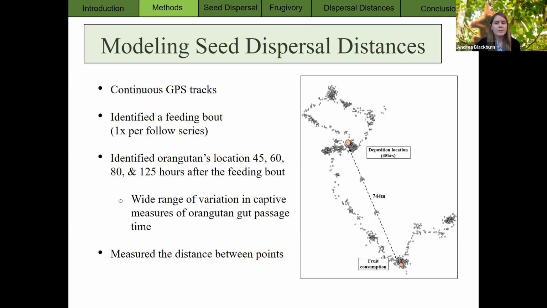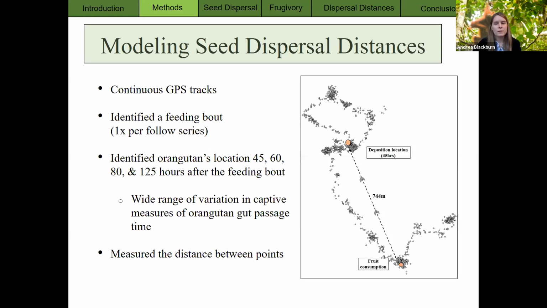We modeled orangutan seed dispersal distances using GPS tracks. Based on our feeding data and seed dispersal data, we identified a feeding bout in which the focal orangutan was likely swallowing seeds. We only used one feeding bout per follow series to ensure independence of sampling. We then identified the orangutan's location 45, 60, 80, and 125 hours after that feeding bout. These durations were selected based on captive measures of orangutan gut passage times. Captive studies have recorded a wide range of variation in orangutan gut passage times, and so we selected multiple values to represent this variation in our model.